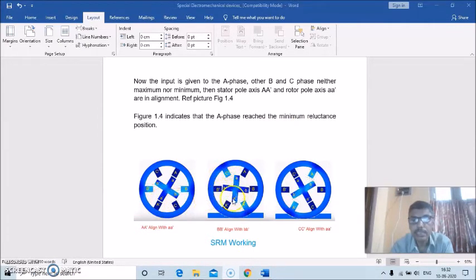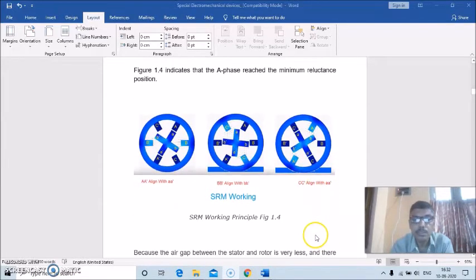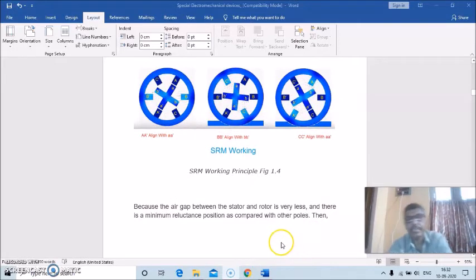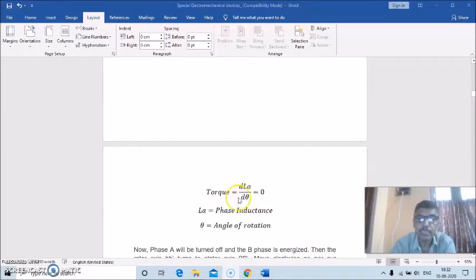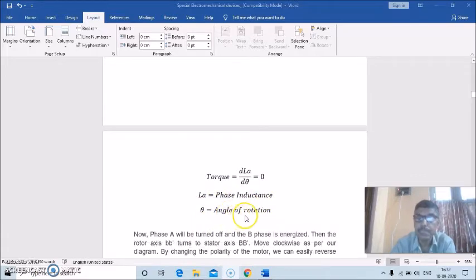This is actually the BB dash aligned with, so this rotor axis bb dash, and this is cc dash actually. This is actually cc dash aligned with AA dash. Okay, so this is working. Because the air gap between the stator and the rotor is very small, and there is a minimum reluctance position as compared with other poles, the torque, that is d theta of LA, equals 0. This is the phase inductance LA, and theta is the angle of rotation.